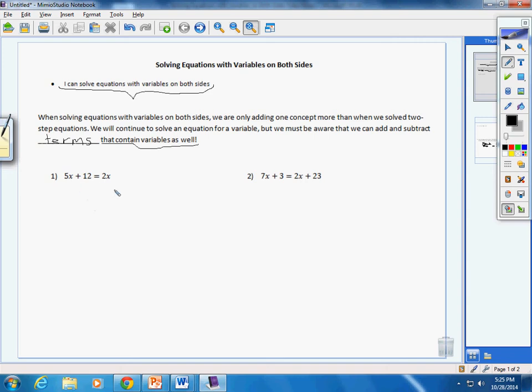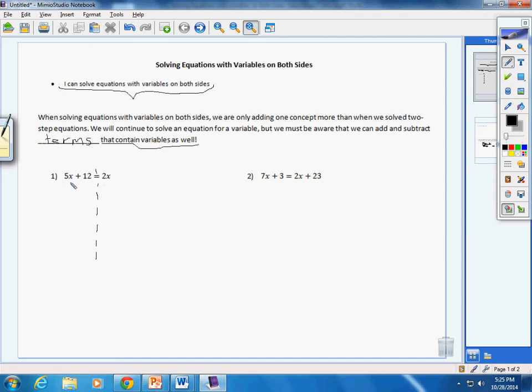So once again, in number one, if we are to solve this equation, what's different about this than what you've seen all year so far is that you have the same variable on both sides of the equal sign. That equal sign is considered to be the middle of our equation. So I'm going to draw a line straight down the center, doing that for a very specific reason.